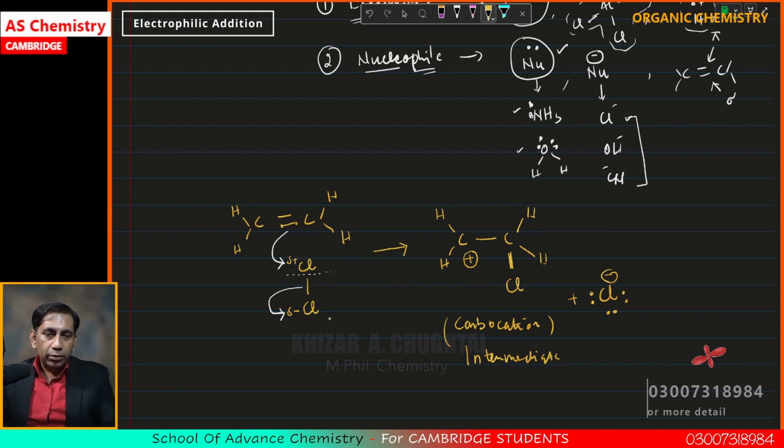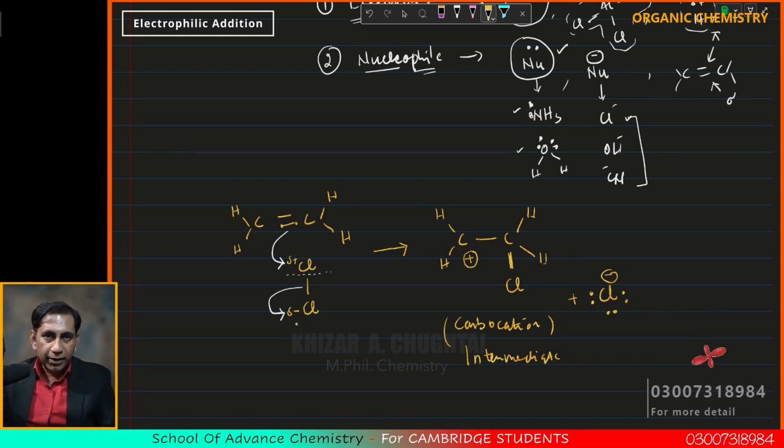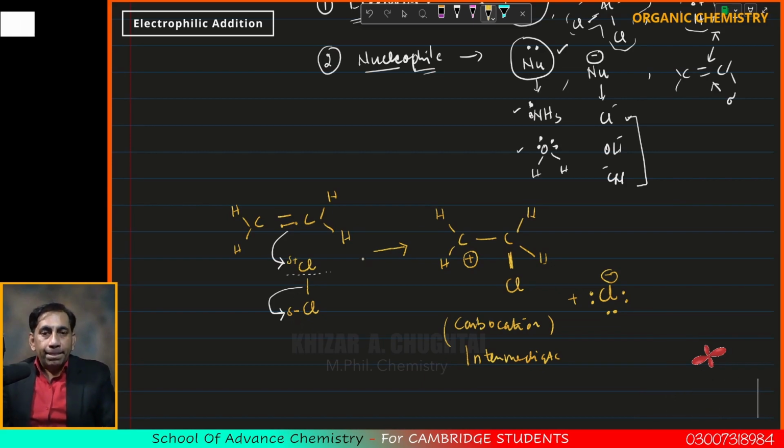So first of all, there are Cl partial positive, partial negative, yes. So what does intermediate mean? Intermediate means any species that is formed before the formation of the final compound.